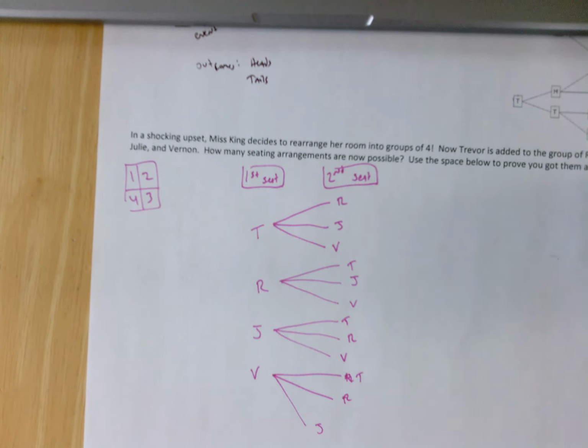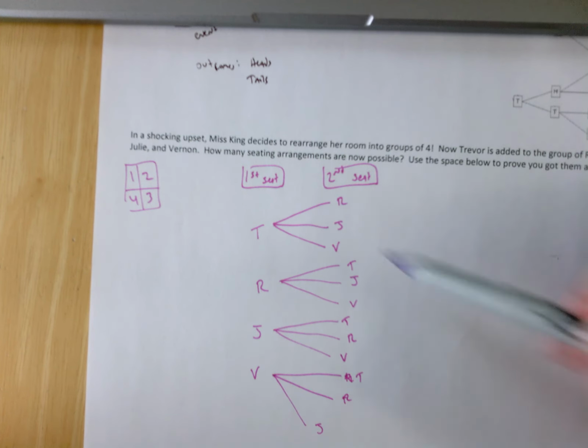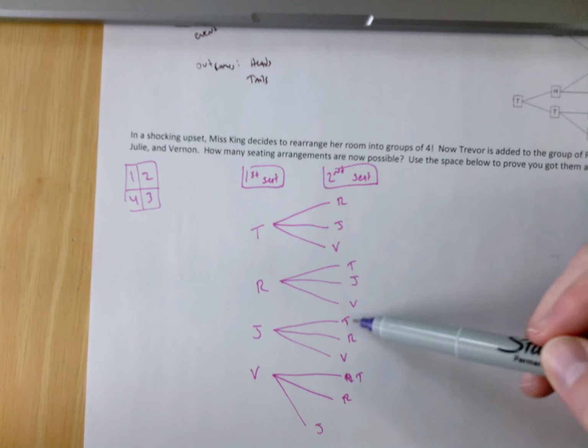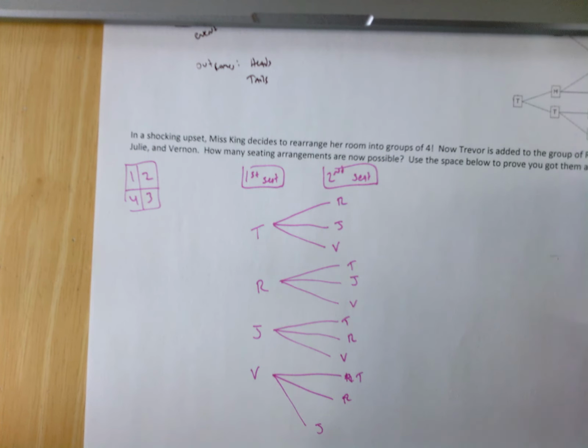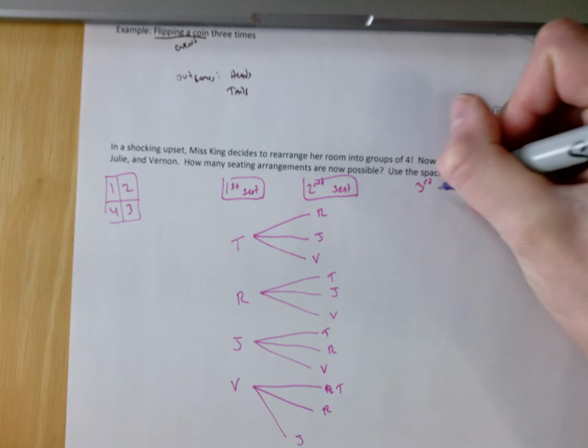Okay. So looking at this, right, if we just had 2 seats with these 4 people, then I can see that there's 1, 2, 3, 4, 5, 6, 7, 8, 9, 10, 11, 12 different ways. So with just 2 seats in these 4 people, there'd be 12 different ways to arrange them. But we have 4 seats. So now I have to look at my third seat.